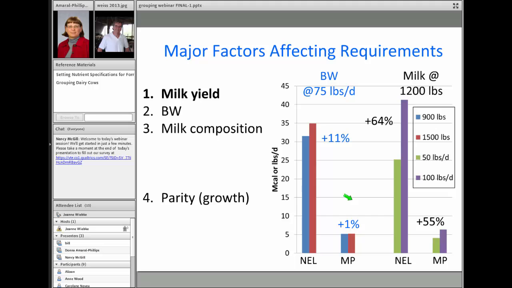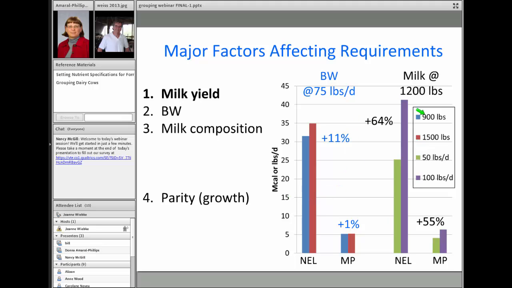So in ration software, almost every computer program asks for milk yield, body weight, milk composition, and parity or growth, some measure of that. And so the question is, what really matters, what's really going to affect requirement calculations, and what doesn't? So over here, what I did is I have a small cow, a 900-pound cow, and a 1,500-pound cow. And so that's pretty different. And again, within a pen on a farm, this probably represents about as big a spread as you're going to get.